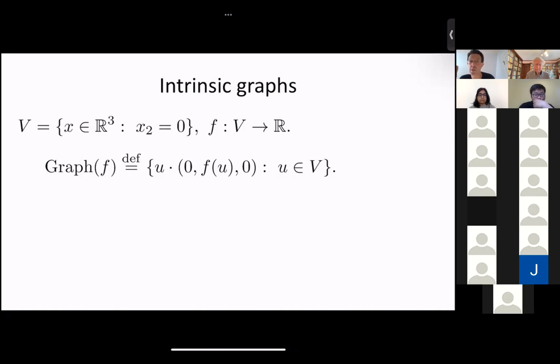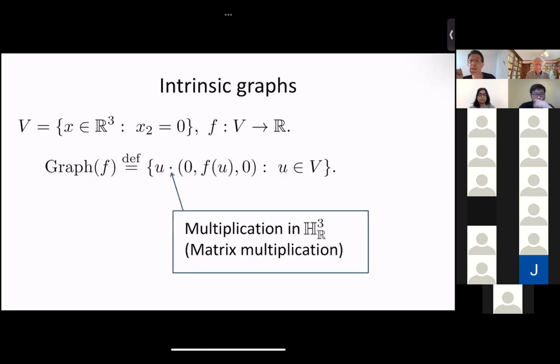An intrinsic Lipschitz graph is the same thing, except that you do matrix multiplication. You take a point u, using the identification between points in R3 and the plane Z, and you multiply it by the point 0, f of u, 0. But the multiplication is now non-commutative. Instead of addition, which is commutative, the operation in R3, you multiply. So that is the graph of f in the non-commutative sense, the quantum Heisenberg sense, the intrinsic Lipschitz graph.